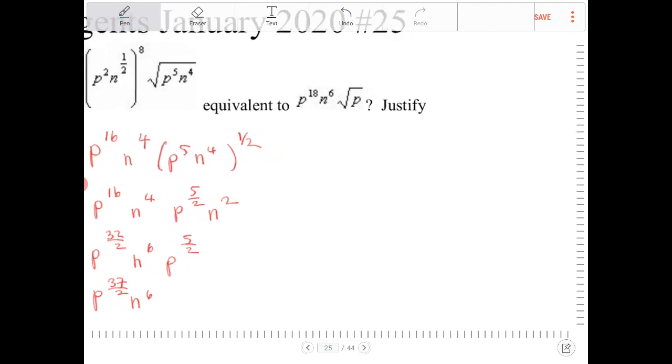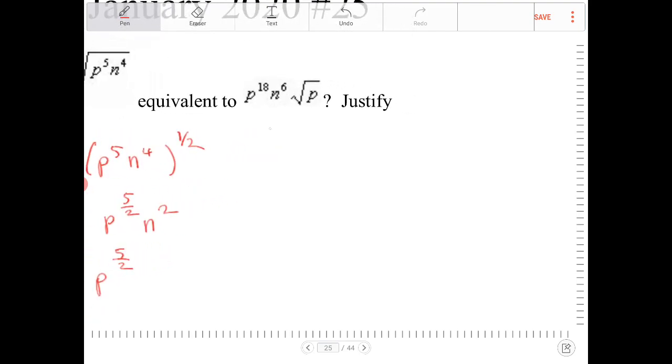Now let's take a look at the expression on the right. P to the 18th and n to the 6th, and then p to the 1 half, because that's a radical there. I need to add 18 and 1 half together. So that becomes p to the 36 halves, n to the 6, p to the 1 half. Combining like terms, I got p to the 37 halves, n to the 6.